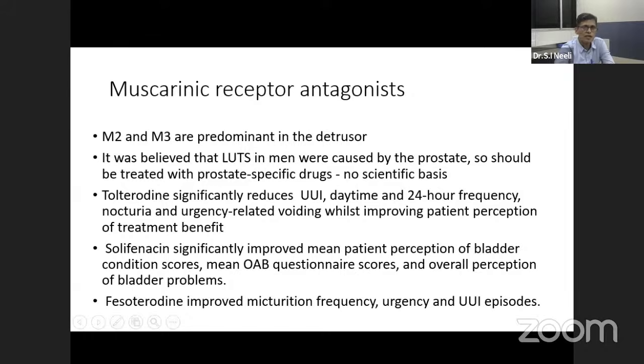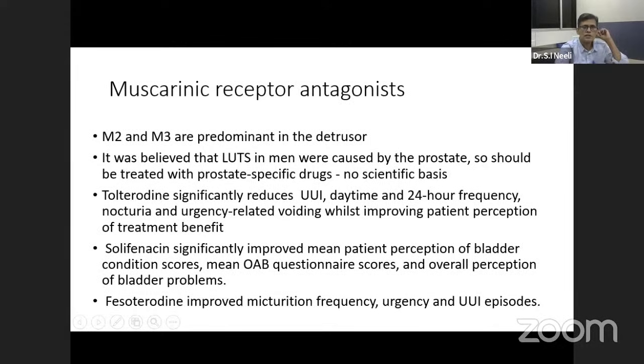If the patient also has overactive bladder symptoms, or if the patient has frequency, urgency, and urge incontinence symptoms, then we can utilize muscarinic receptor antagonists. The M2 and M3 receptors are predominant in the detrusor.